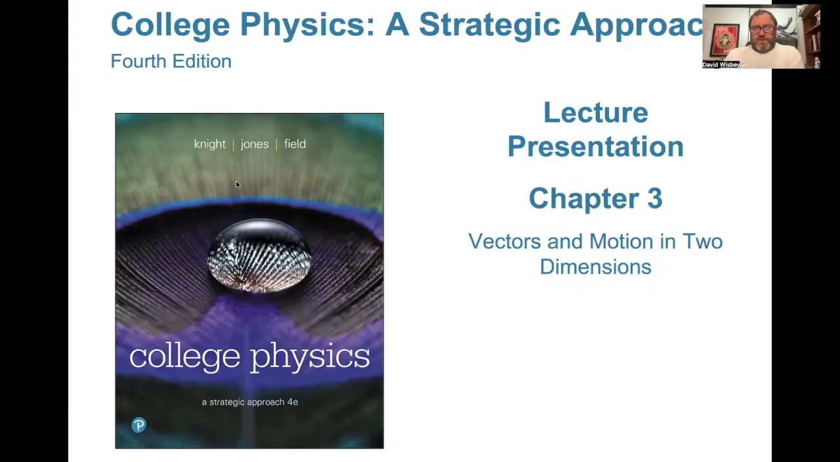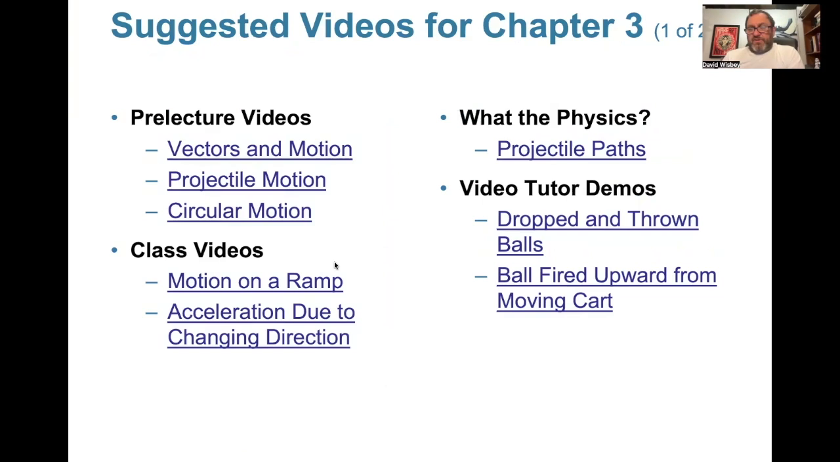All right, so a strategic approach. Chapter 3, vectors and motion in two dimensions. Last time we looked at 1D. Now we're going to add in 2D. So things are going to be moving in a parabola. We're going to be launching projectiles. We're going to have X and Y. And for this class, we're not going to do any more dimensions than just two. Anything more than that starts to get a little crazy.